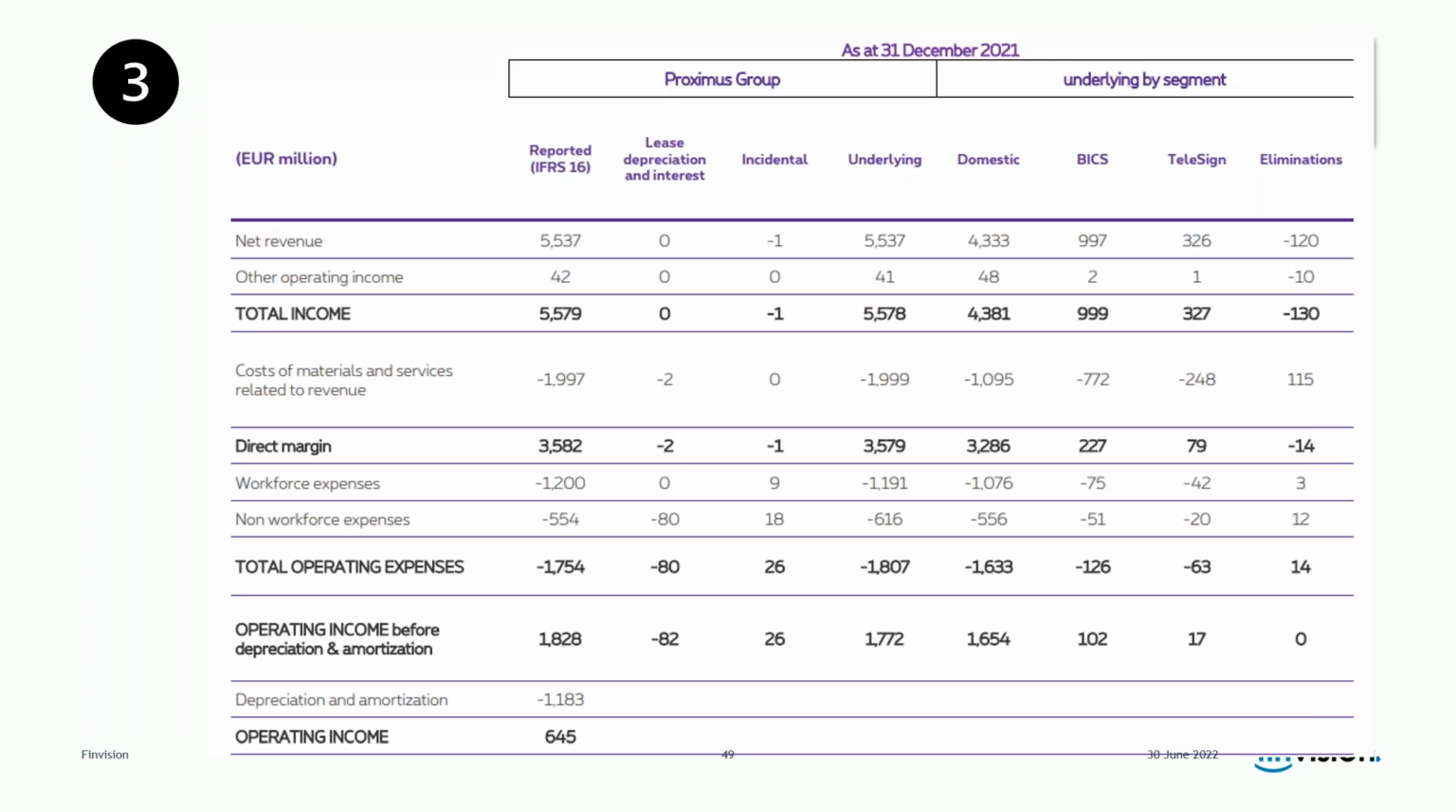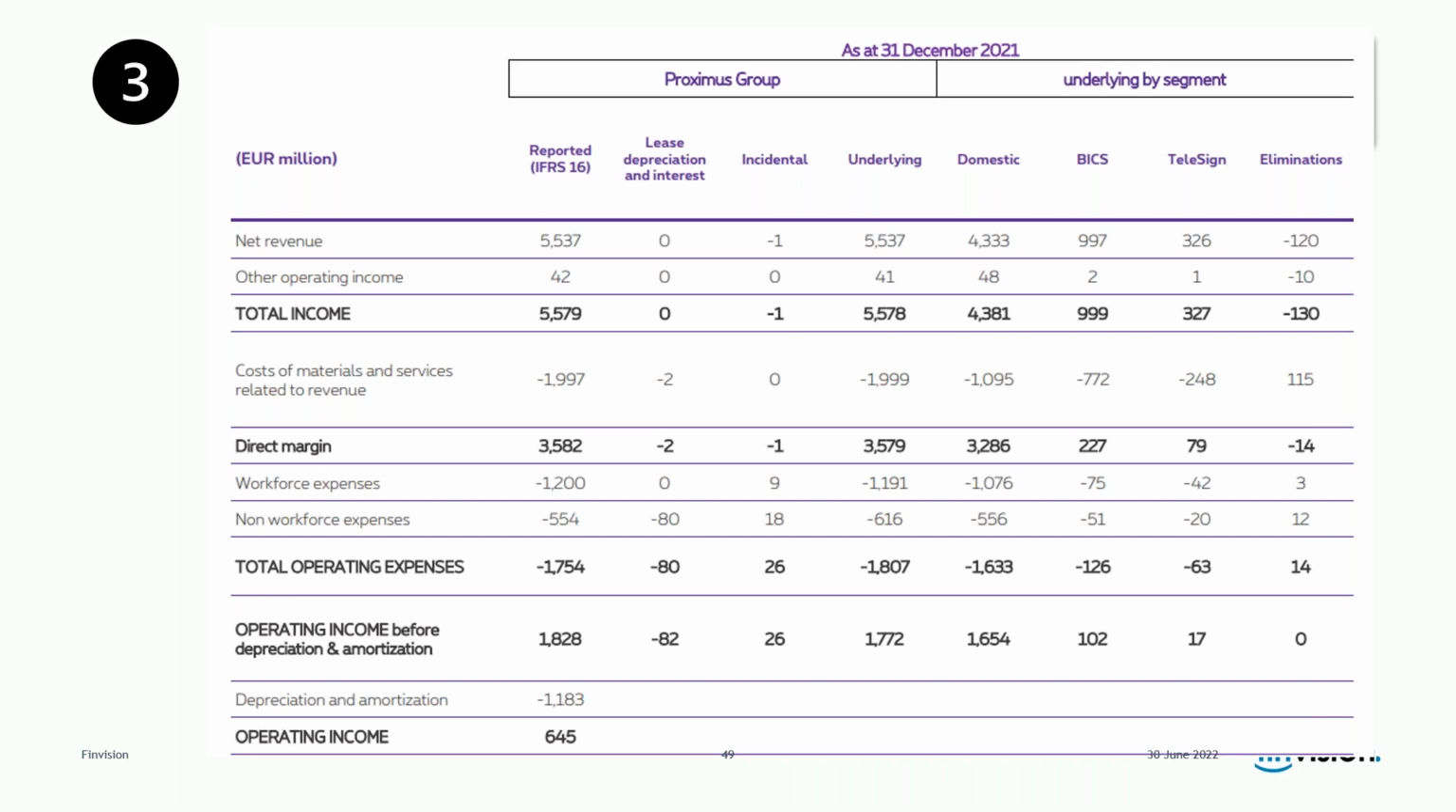This is Proximus, and you need to look from the right to the left. On the right, you have the underlying segments, which are your segment disclosures. We had Domestic, BICS, Telesign, and then the eliminations. This totals up to the column underlying, which is the fourth column in the table. There are some rounding errors of 1 if you start calculating, but this can happen very often.